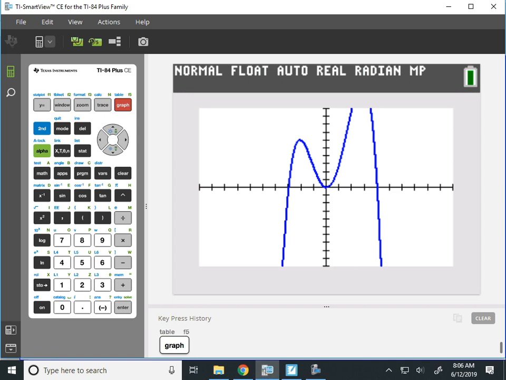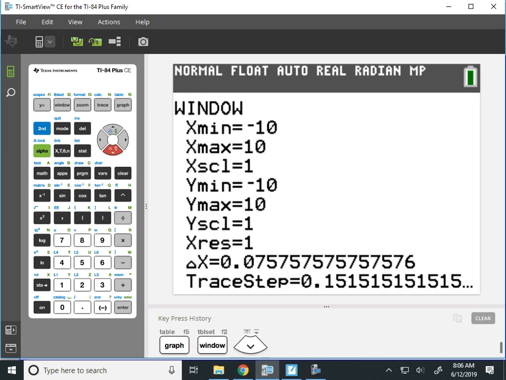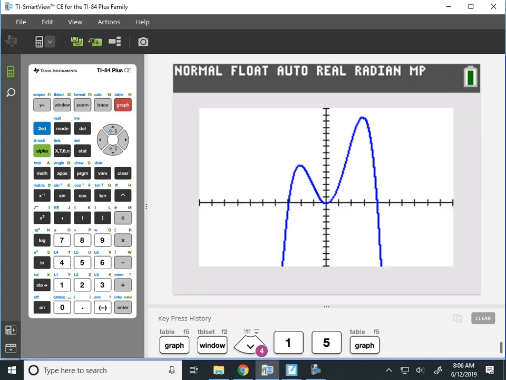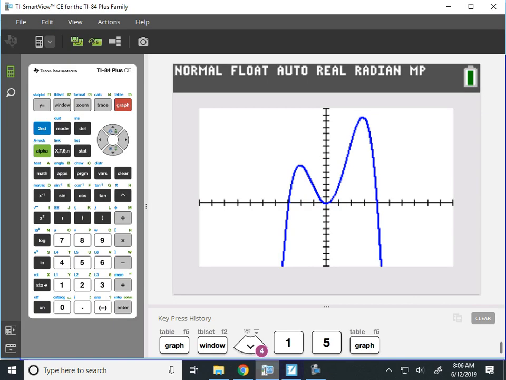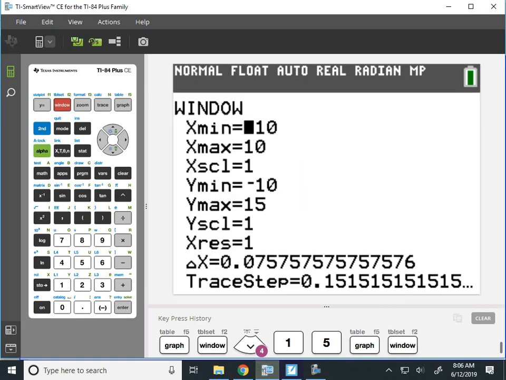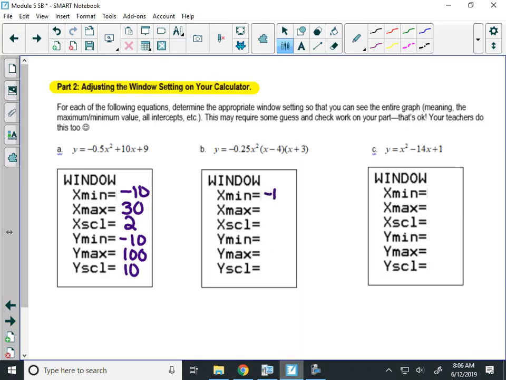So let's adjust our window here. We just need to make the y maximum a little bit taller. Let's try 15. So a little bit higher, see if we can just reach the top. Looks like 15 is going to work. So that's all we have to do to adjust the window, is make the y's a little taller. So our x max, if we have to go back to here to copy, we were from negative 10 to 10, going by ones on the x-axis.